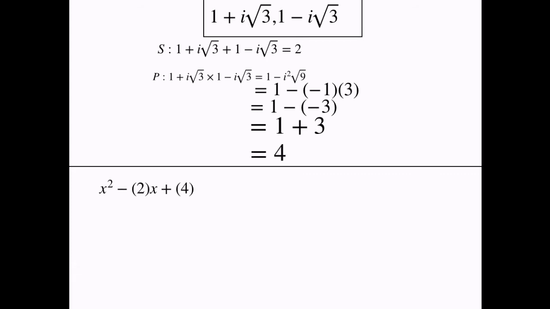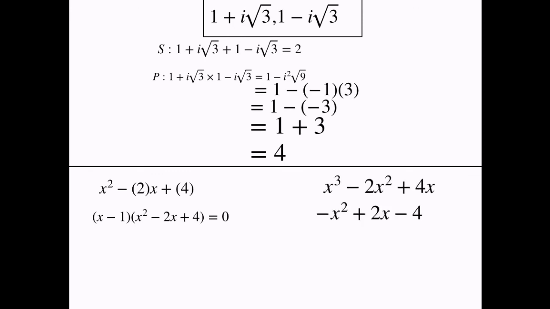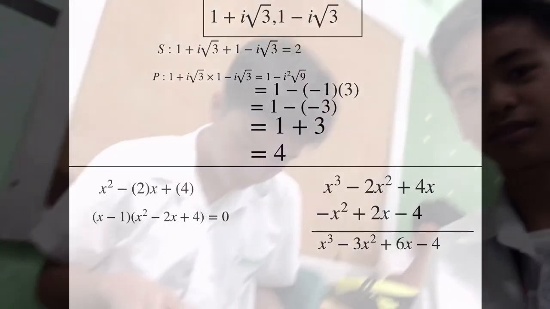If we insert the sum of the pair and the product of the pair in the formula x squared minus sx plus p, we would get x squared minus 2x plus 4. And if we multiply that to x minus 1 to form a polynomial equation using distributive property, we would get x cubed minus 3x squared plus 6x minus 4.